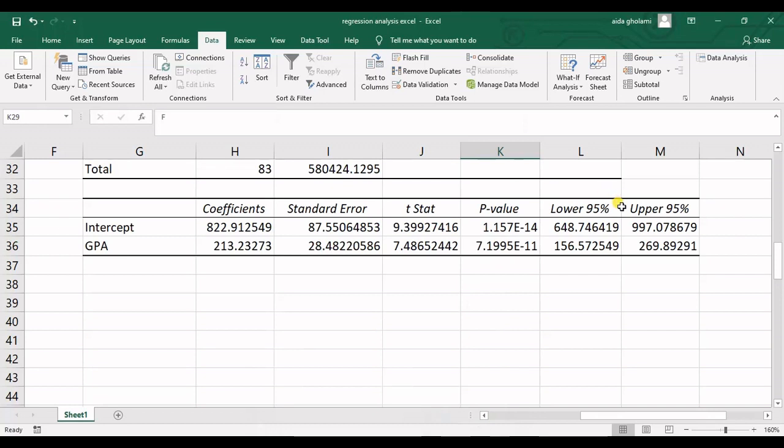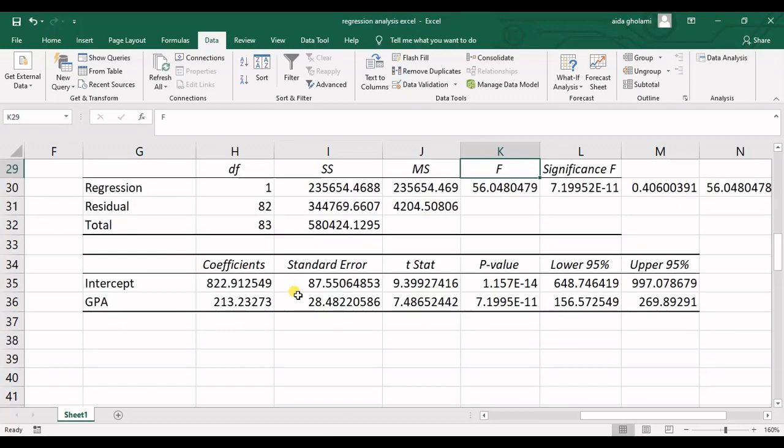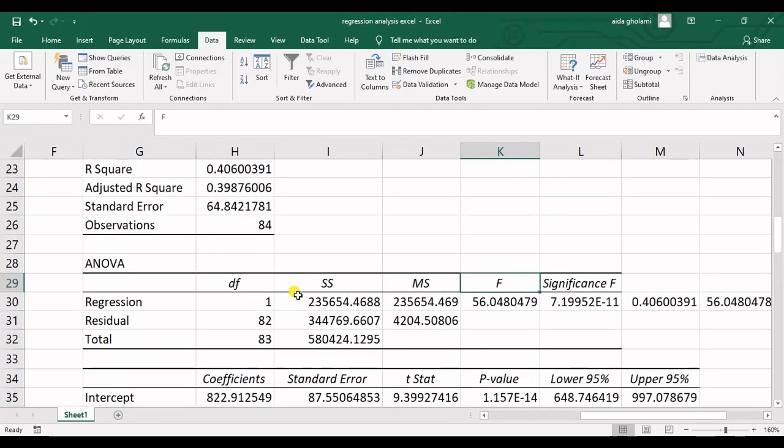So, and here we have lower and upper 95% of confidence level, and what they mean is that all the estimates that we have are between these two numbers. Okay, so we have coefficient for intercept as 822. This is between these two. Okay, and then we have GPA as 213. This is also between these two. That's it for the analysis.